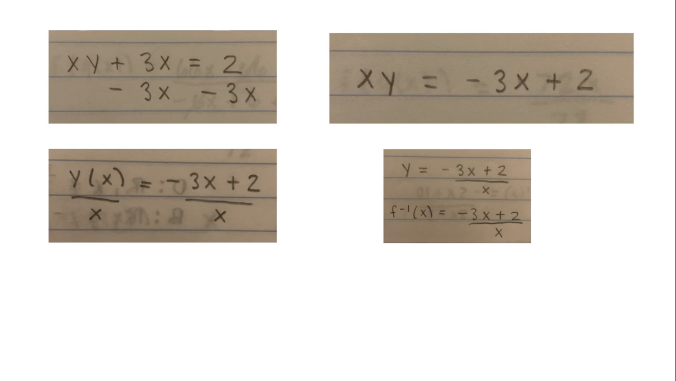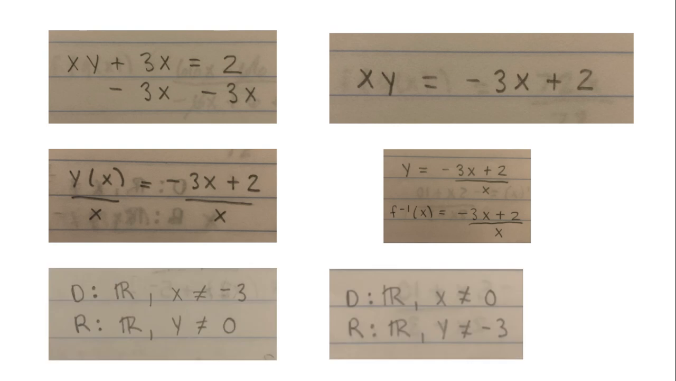And then the last step we have to do is replace y with f inverse of x, so f inverse of x equals negative 3x plus 2 over x. And then the last step in our equation after finding the inverse is to find our domain and ranges. So if you remember from the steps before, the domain of the original is going to become the range of the inverse.